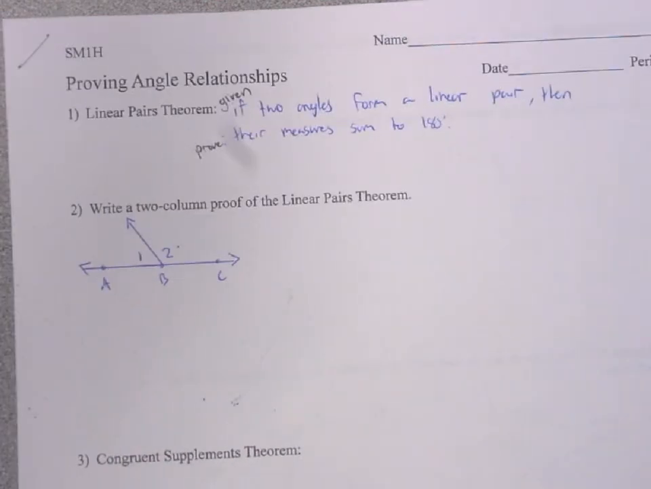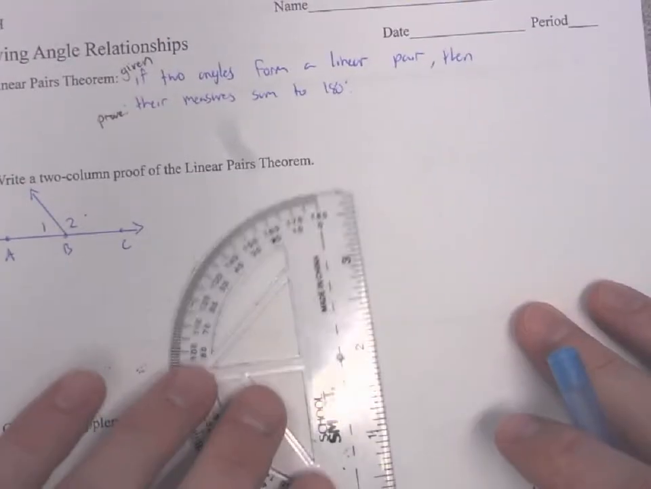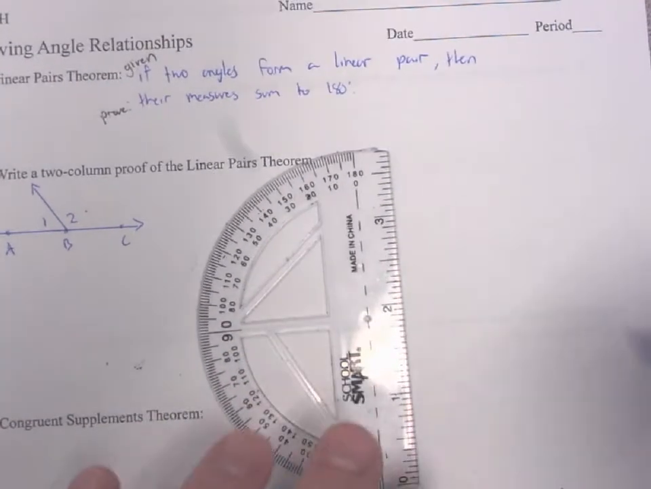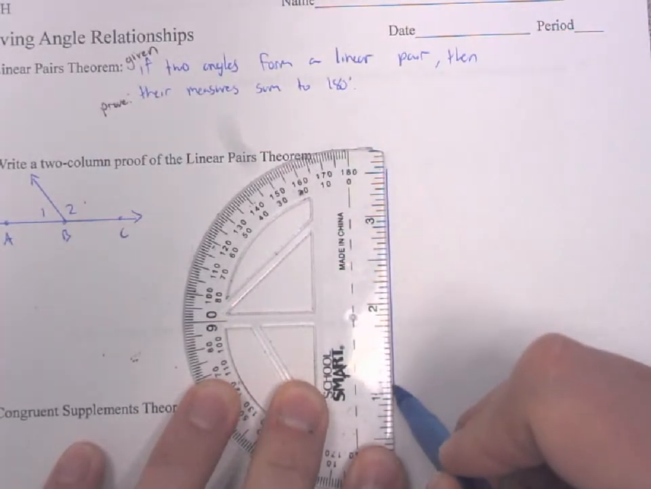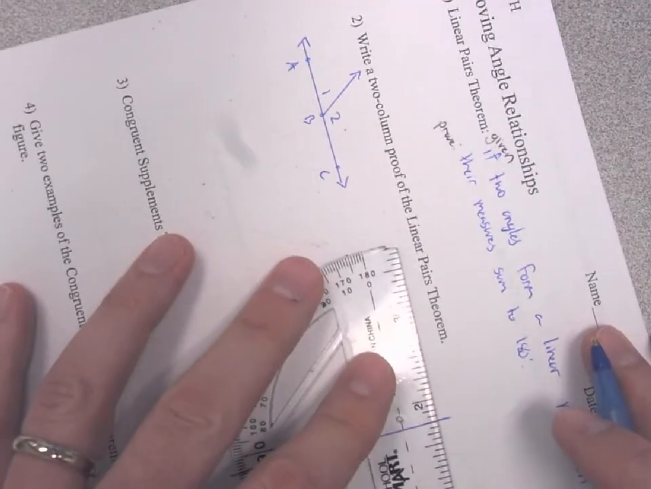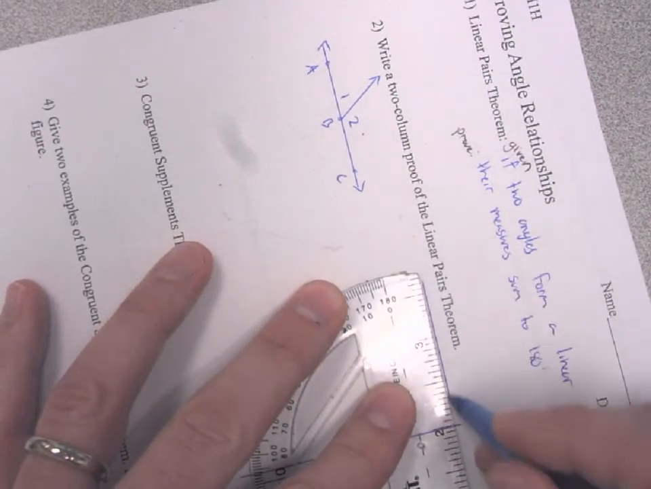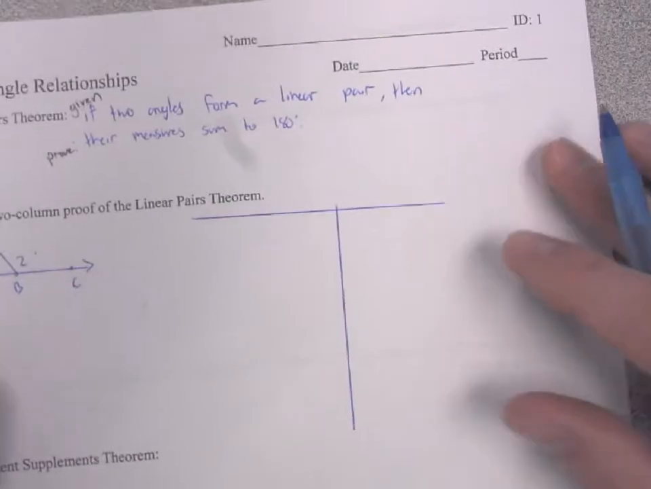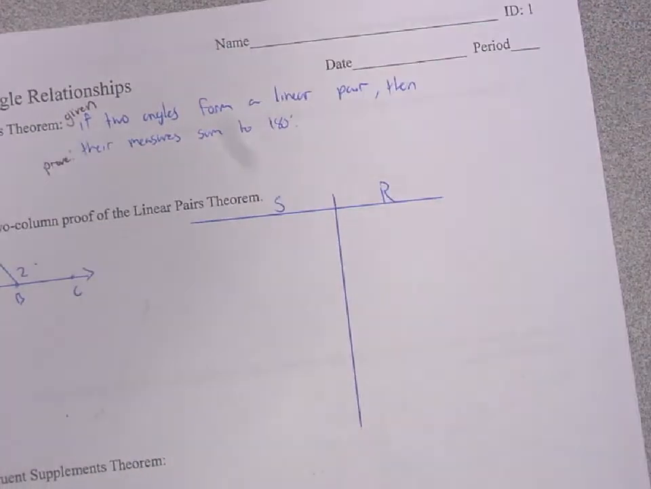All right, so I didn't really draw anything that's not given here. I'm just talking about two angles that form a linear pair. Okay, there they are. I've labeled them so that I can use those labels in my proof. So from there, we're going to make our table. Okay, so a two-column proof involves, of course, 2 columns, so we make a little T table here.